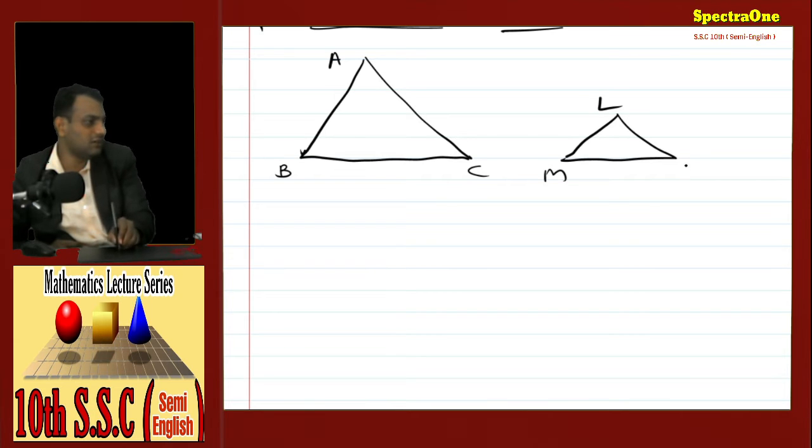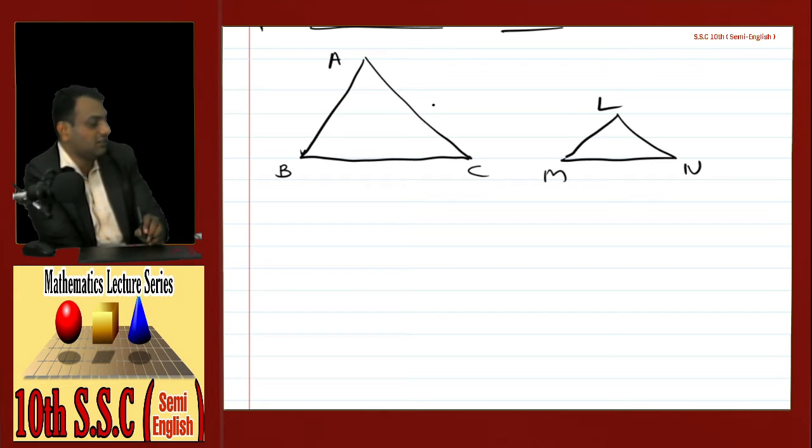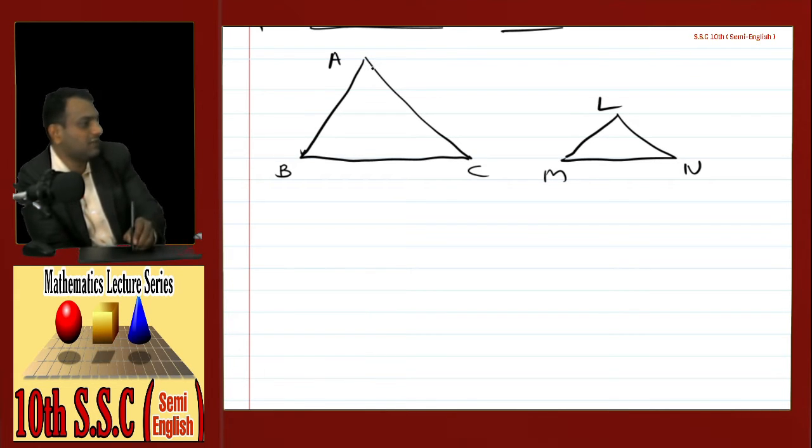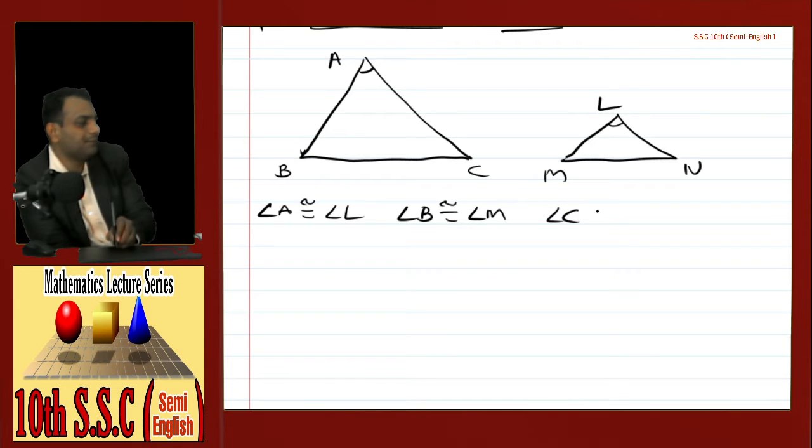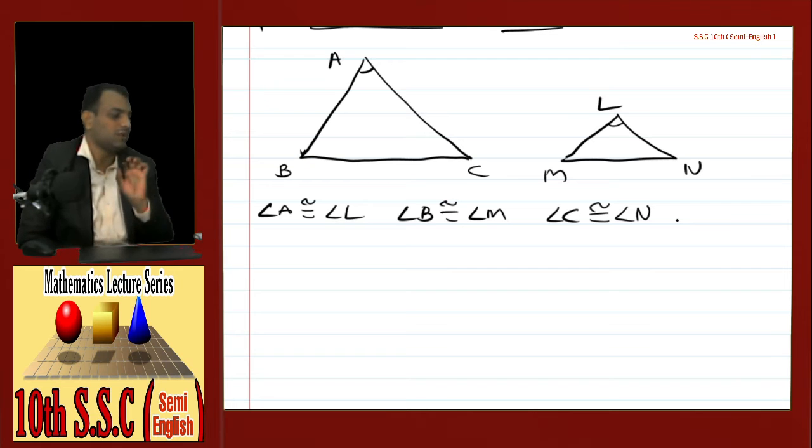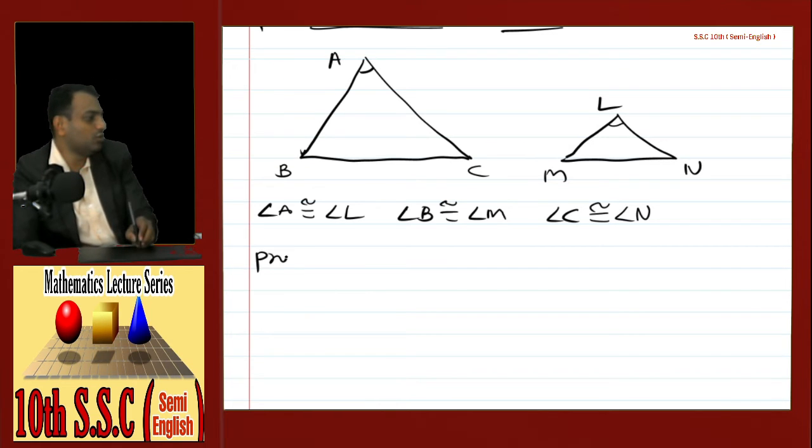This is L, M, N. Okay. In that triangle, angle A is equal to angle L, angle B equal to angle M, angle C equal to angle N. Okay. Now we have to prove that triangle ABC and triangle LMN are similar.